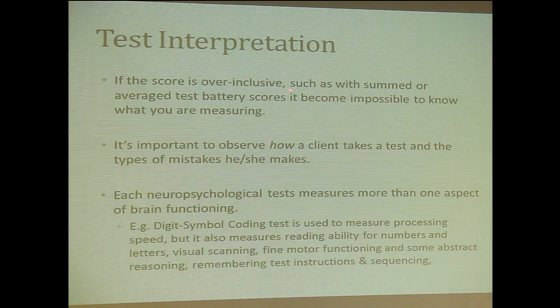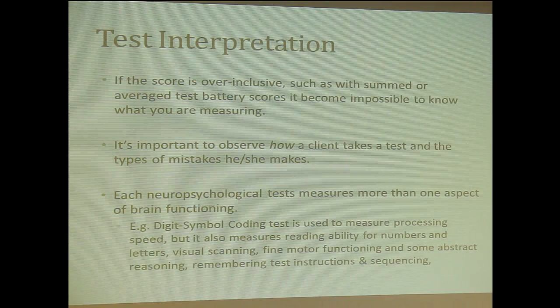Be careful of scores that are over-inclusive, such as summed or average test battery scores. If you have a battery of tests, like the RBANS or the Bachelor test, sometimes they group them, so you get, for example, a processing speed index or a memory index. But it loses its meaning, because each sub-test has its own skills that are needed to do it. So by getting this average score, it actually doesn't mean anything. If it's low, what are you low on? If it's high, maybe you're high in just about everything, but you are losing the value of using each sub-test on its own. So try not to do that.